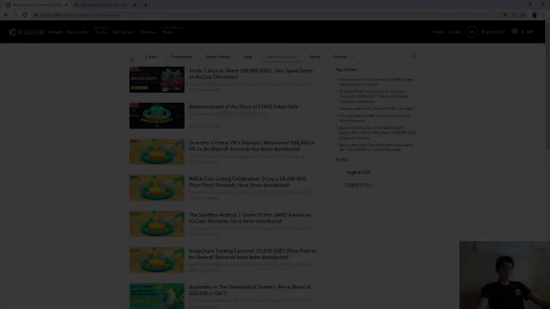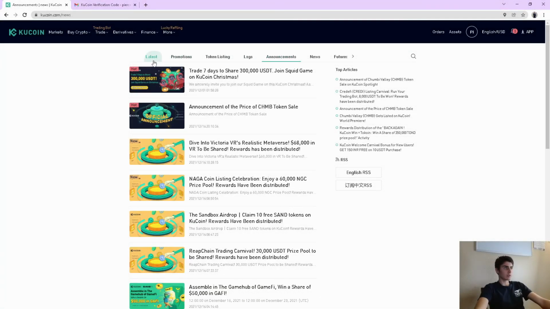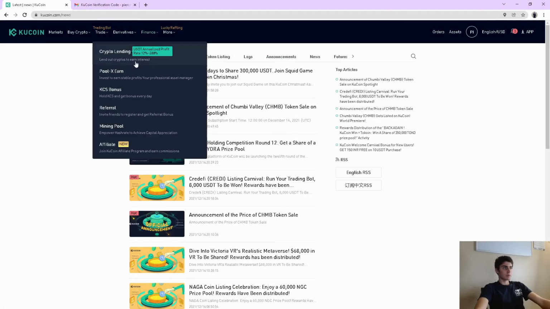They have their own section, you can keep up and see what they're doing. They got announcements, logs, token listing. So that's that.